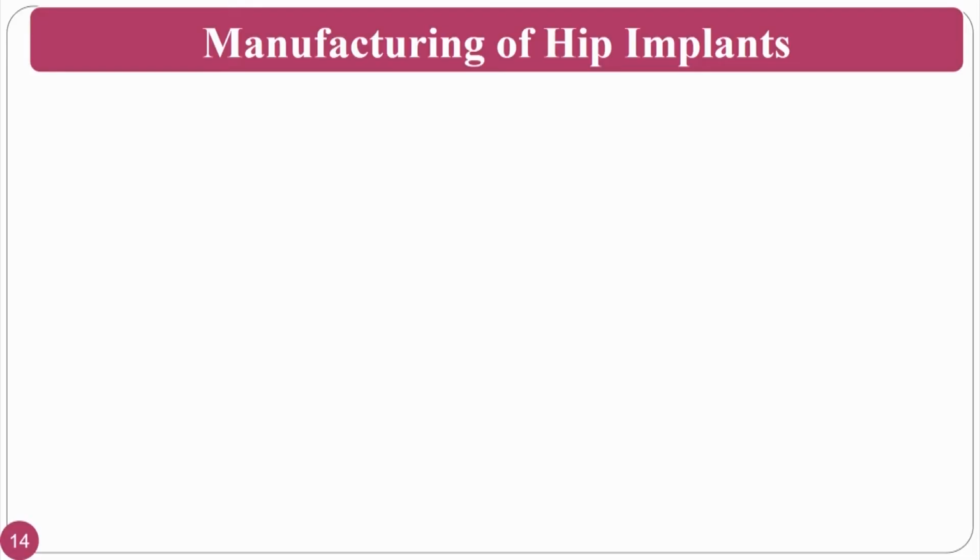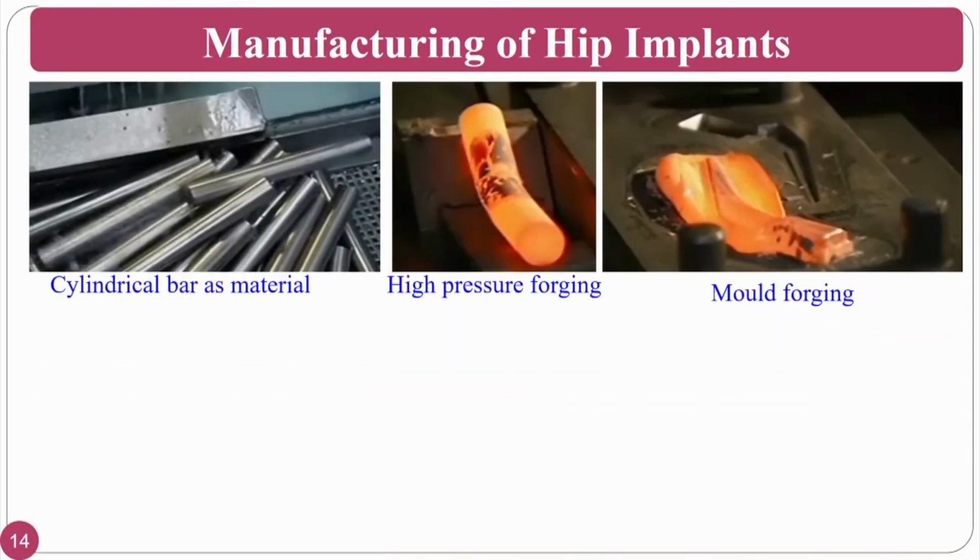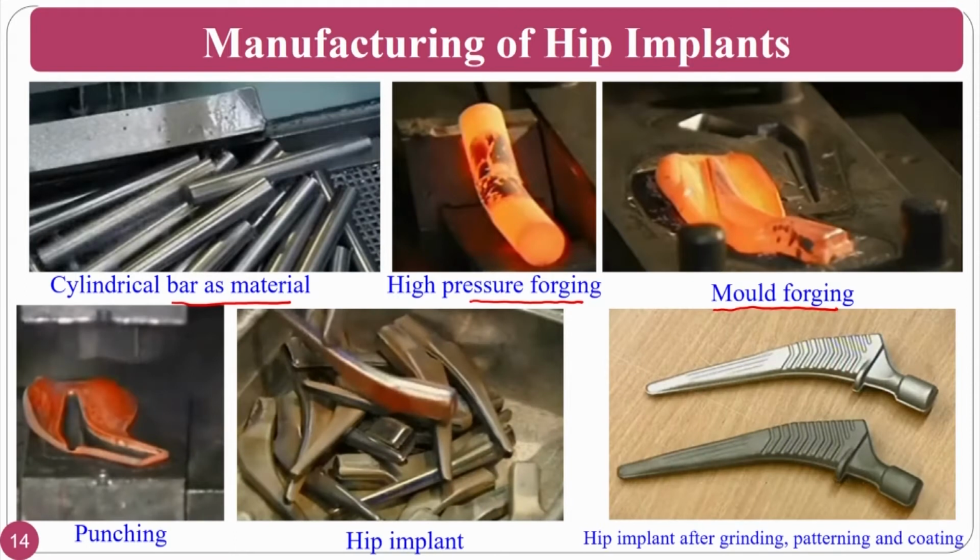If you want to make a hip implant, first cylindrical bars are taken as the material. Then high pressure forging is done to give shape, then mold forging is done, that is, whatever the shape of the mold, you generate it, then you do the forging operation, then you can do the punching to extract that component.